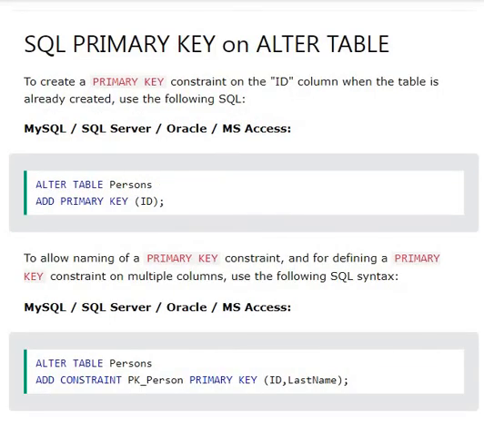When the table is already created, and at the time of table creation the primary key constraint is not specified, then you can use alter. The command is alter table name, add primary key within brackets the concerned column. At the time of table creation, if the primary key constraint is not added, you can do it using the alter command.